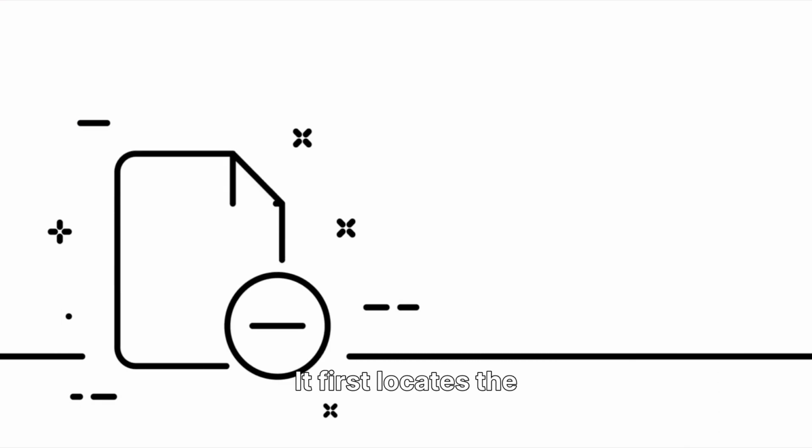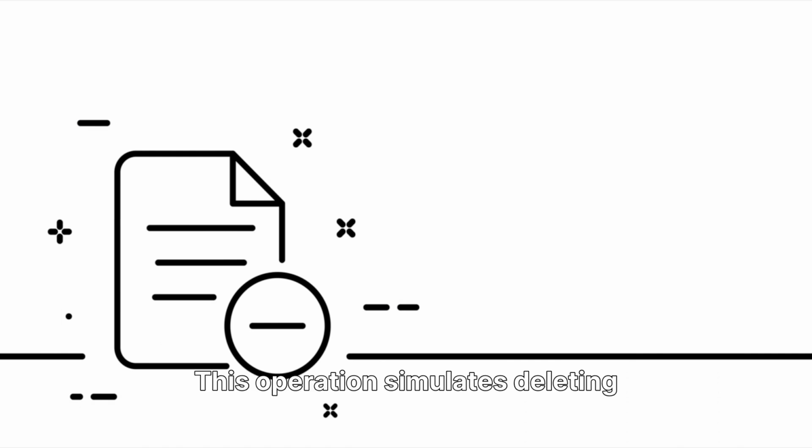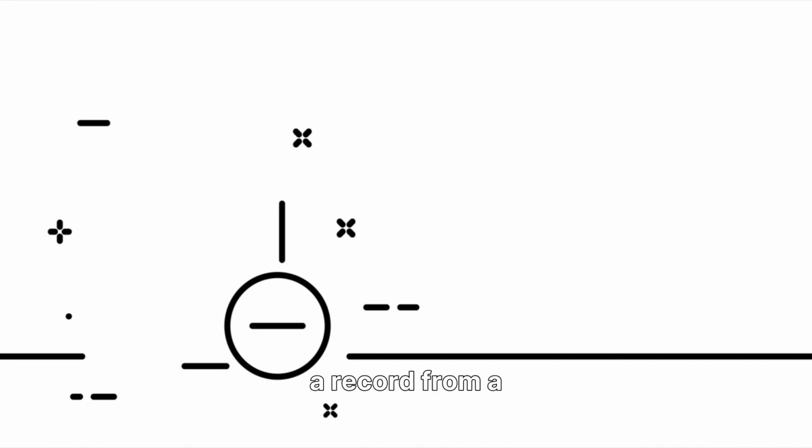It first locates the entity by its unique ID. Once identified, it is removed from the underscore data list. This operation simulates deleting a record from a database, ensuring the specified entity is no longer available.